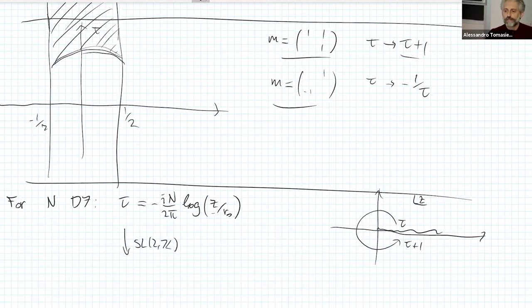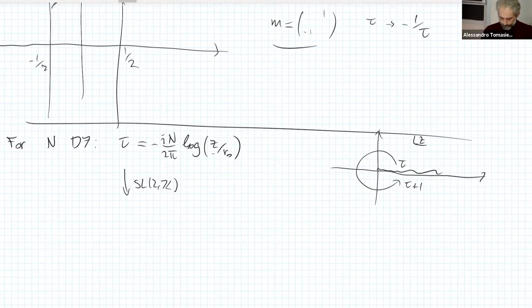To obtain new solutions where tau doesn't transform with this matrix, but with a conjugate matrix. So a matrix that is similar to it. This, by the way, is called monodromy.